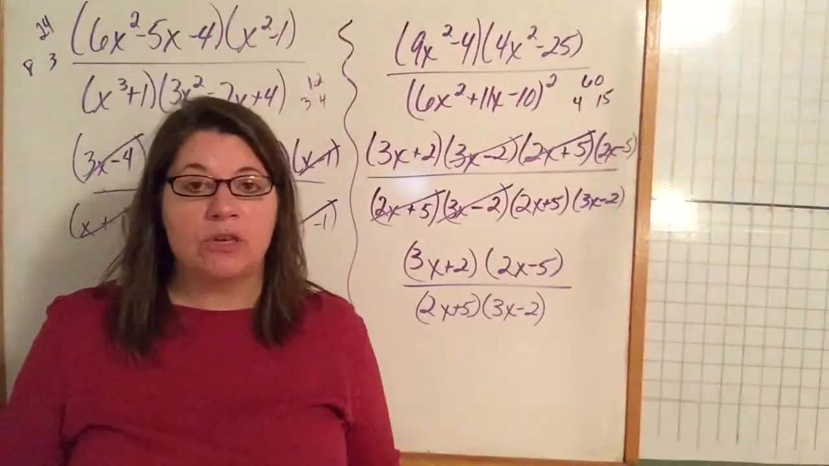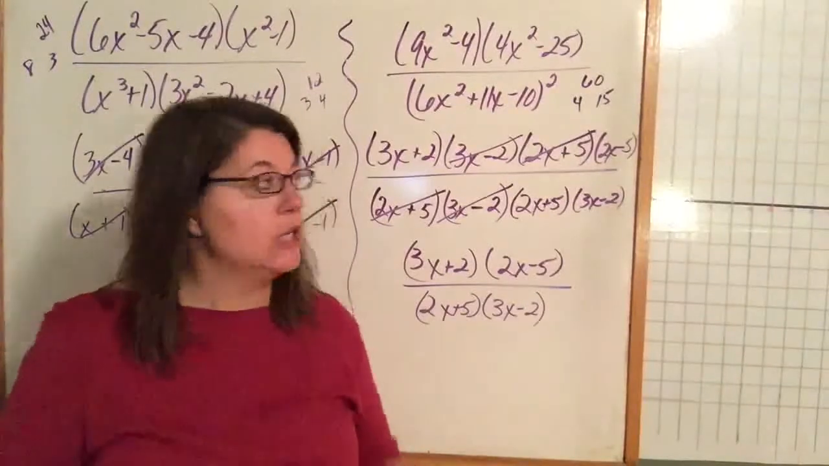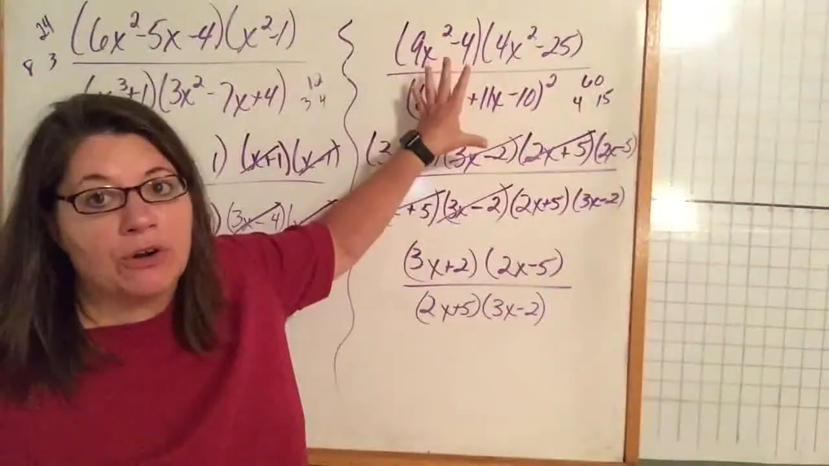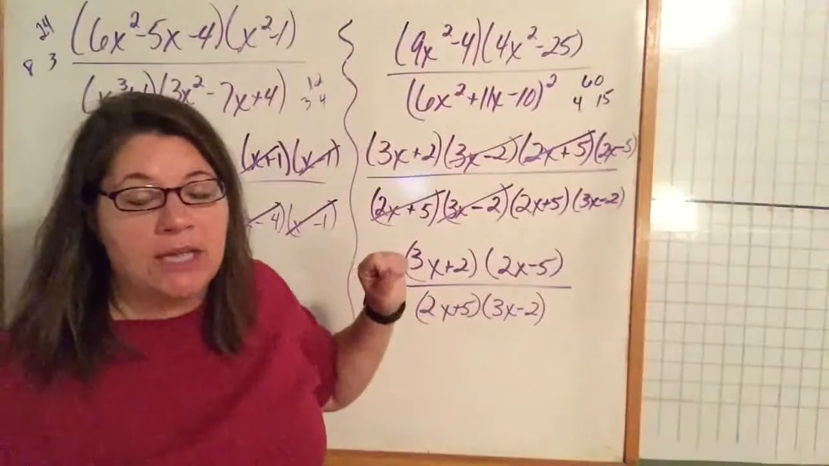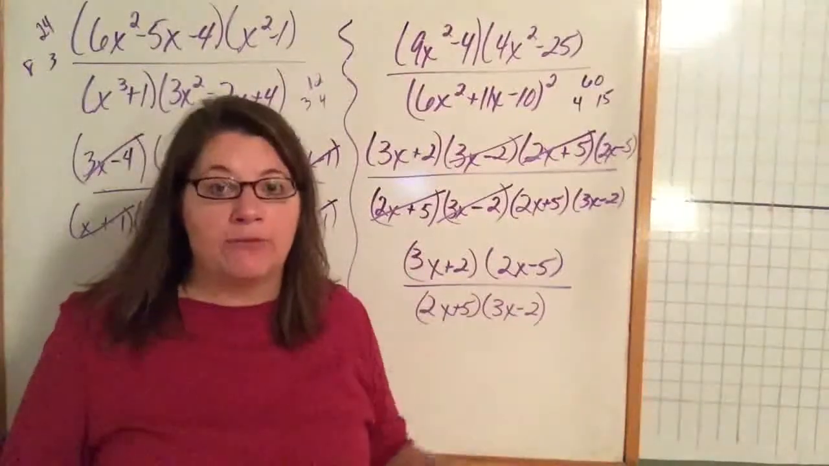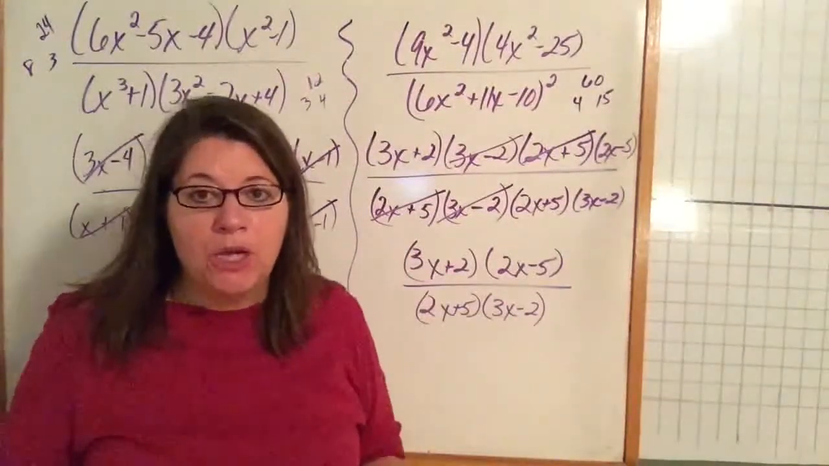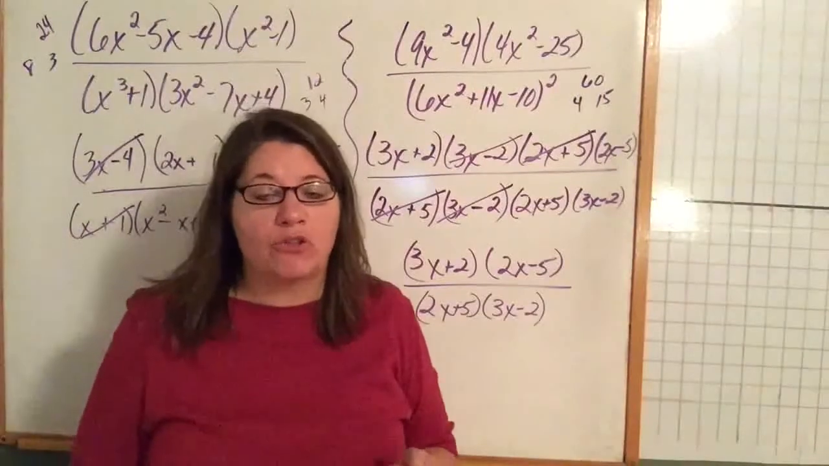The next section that we're going to do is multiplying two of these fractions together and then canceling out. So it only gets more and more difficult from here. Get comfortable with factoring trinomials first. Extremely important.